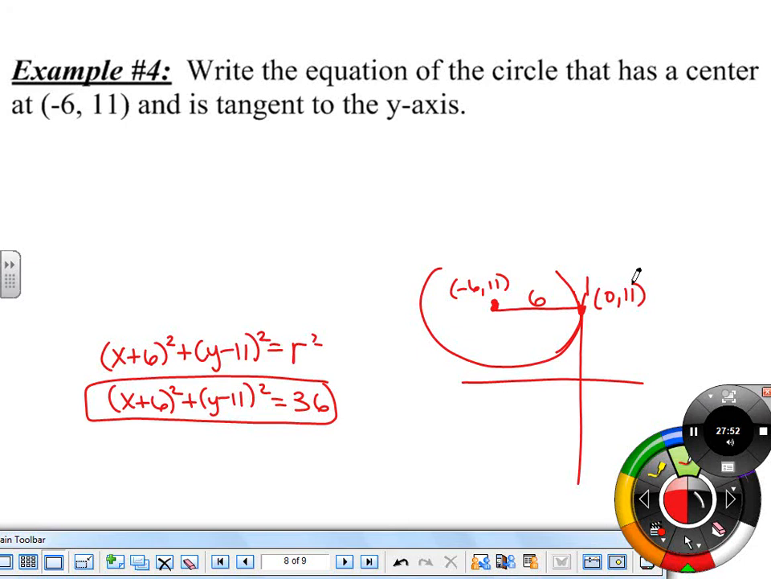Yeah. No, absolutely. And when you plug this point in, because you're going to have a 0 here and an 11 here, the part with the 11s is going to go away in your equation because 11 minus 11 is going to be 0. And you're going to be left with 0 plus 6, which is 6 squared, will be 36. Okay?